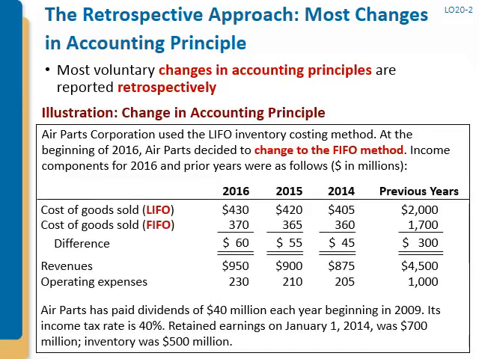Airparts Corporation used the LIFO inventory costing method. At the beginning of 2016, Airparts decided to change to the FIFO method. Income components for 2016 and prior years are given in the illustration. LIFO usually produces higher cost of goods sold than does FIFO because more recently purchased goods, usually higher priced, are assumed sold first.